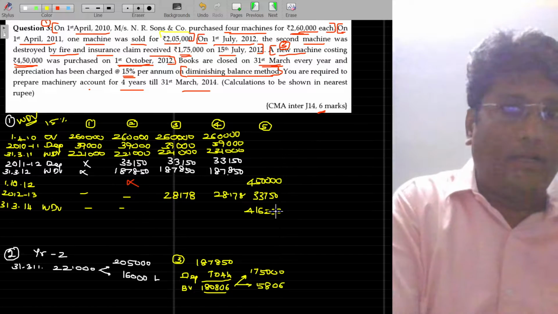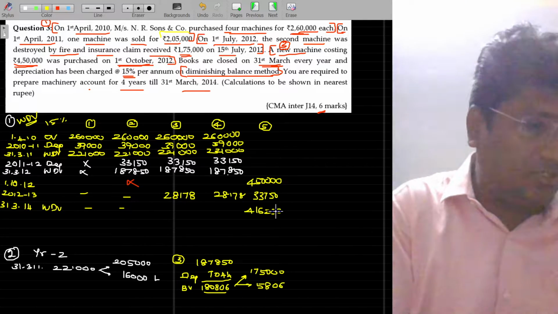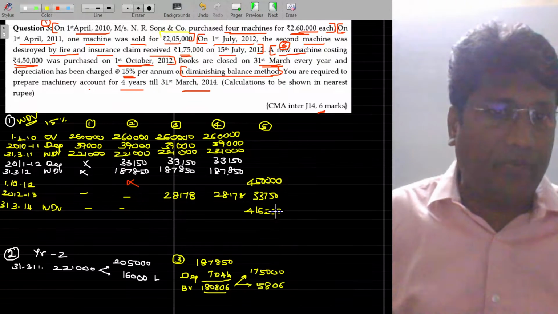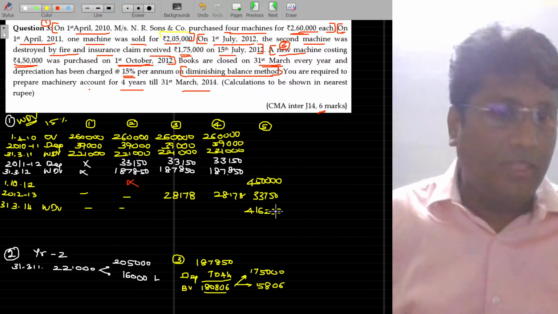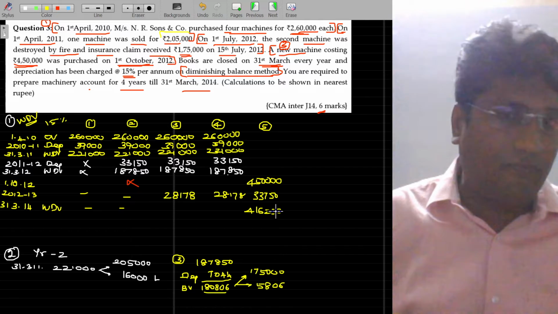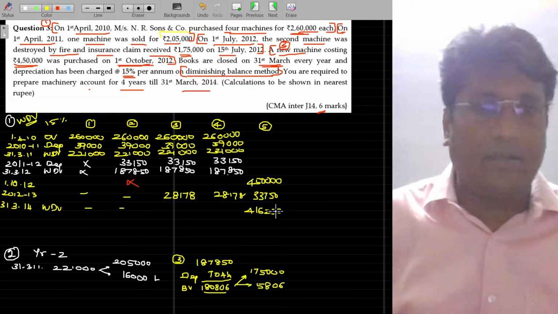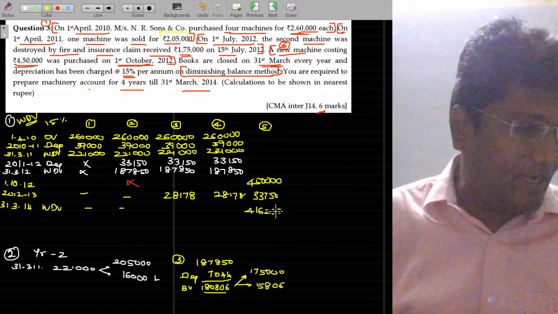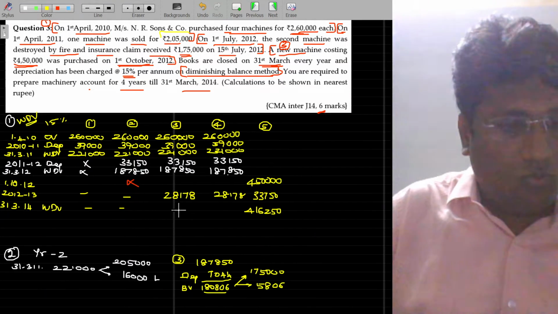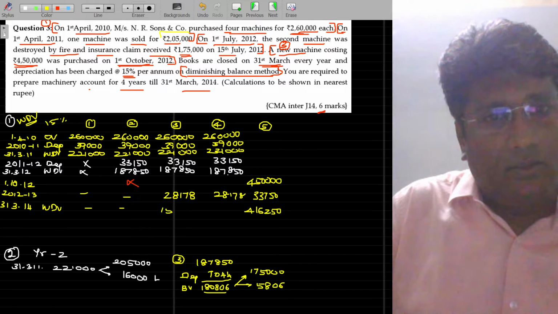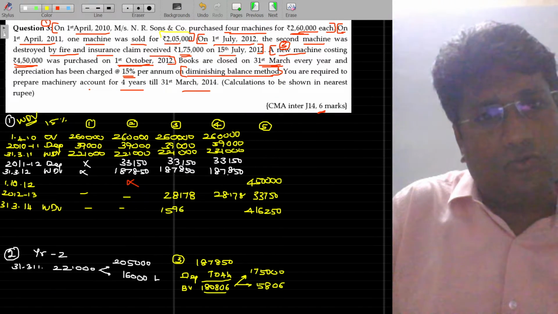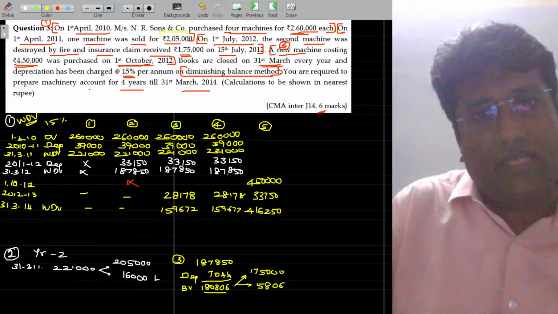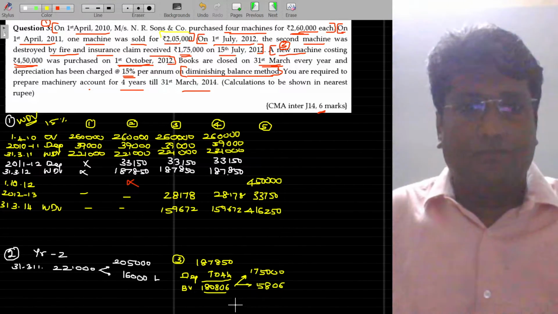And the third and fourth assets are also there. The WDV of the third and fourth as on the beginning of the current year of accounting is 1,87,850, and depreciation for that year being 28,178. After that, the WDV being 1,59,672. Is that okay? We got it now.